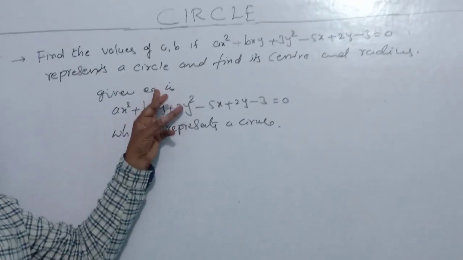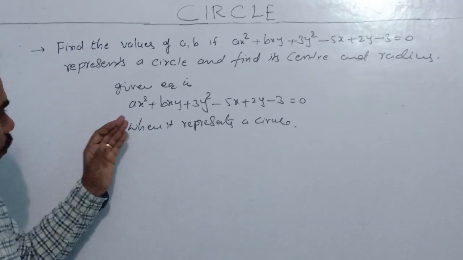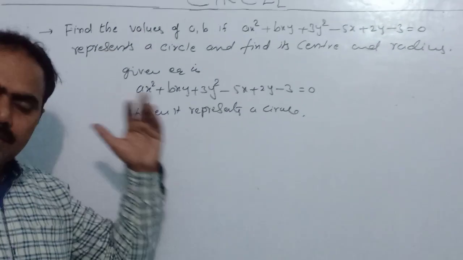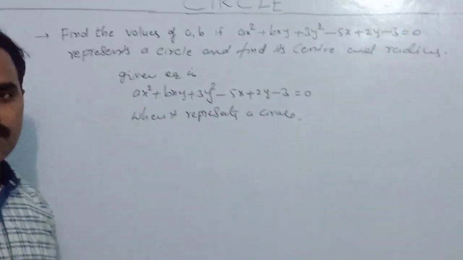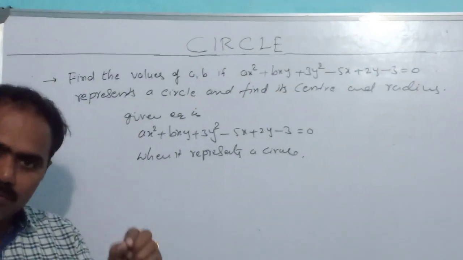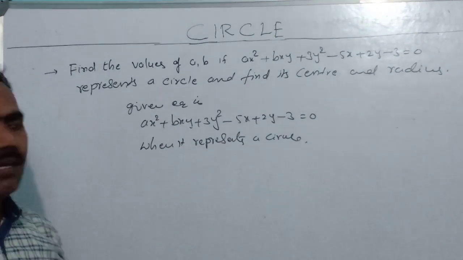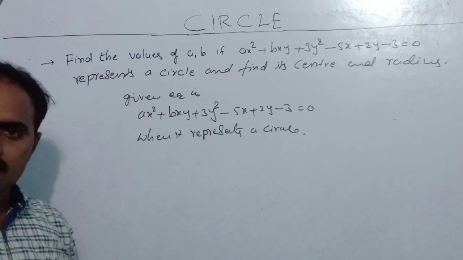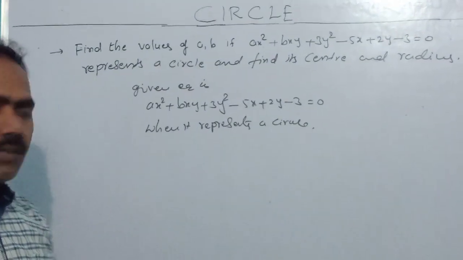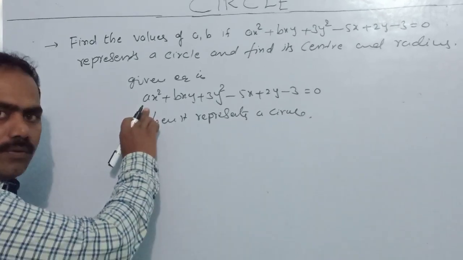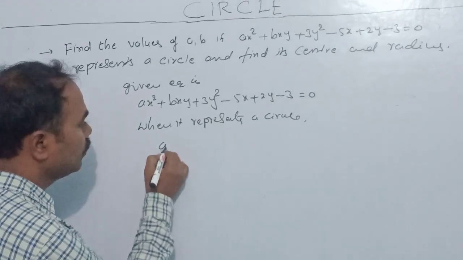The given equation is this one. We know that for any second degree equation, the condition to represent a circle is that the x square coefficient must be equal to the y square coefficient. He has given that this represents a circle. That means the x square and y square coefficients are equal. Here the x square coefficient is a, the y square coefficient is 3. That means a value is also 3.